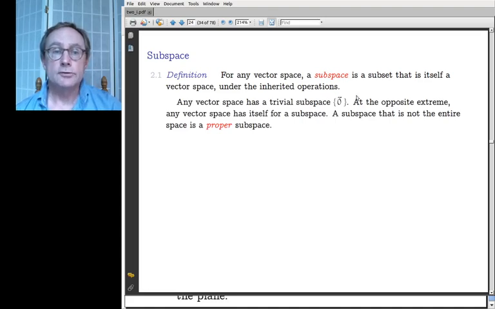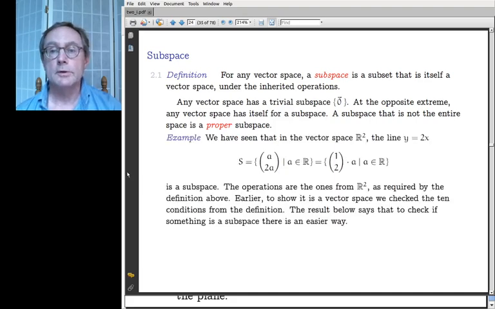Any vector space has a trivial subspace. We saw that last time. At the opposite extreme, any vector space has itself for a subspace, because it is indeed a subset of itself. A subspace that is not the entire space is called a proper subspace. Just a vocabulary word.